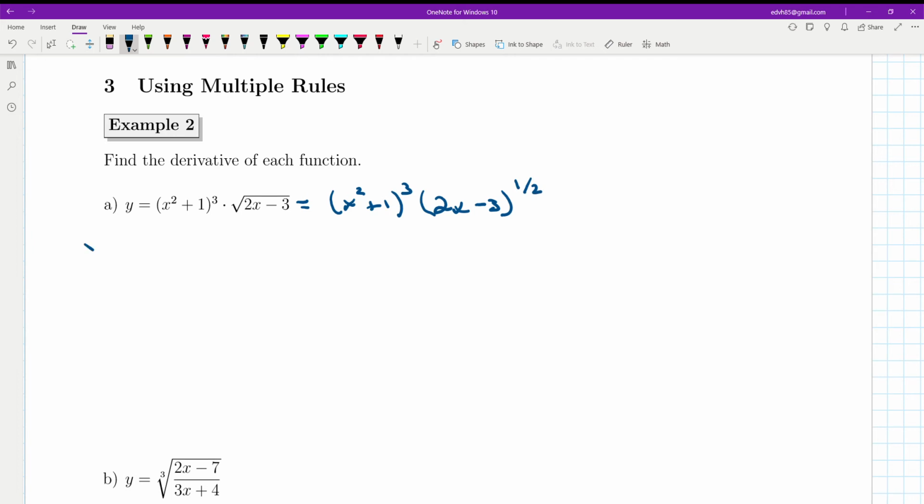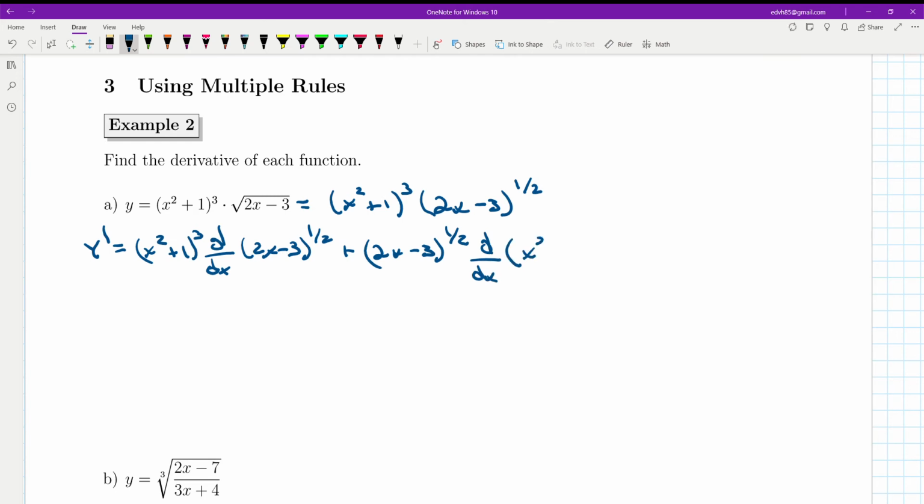So let's find y prime equals x squared plus 1 quantity cubed times the derivative with respect to x of the second function, which is 2x minus 3 to the 1/2, plus 2x minus 3 to the 1/2 times the derivative, with respect to x, of x squared plus 1 cubed. Alright, let's do one thing at a time.